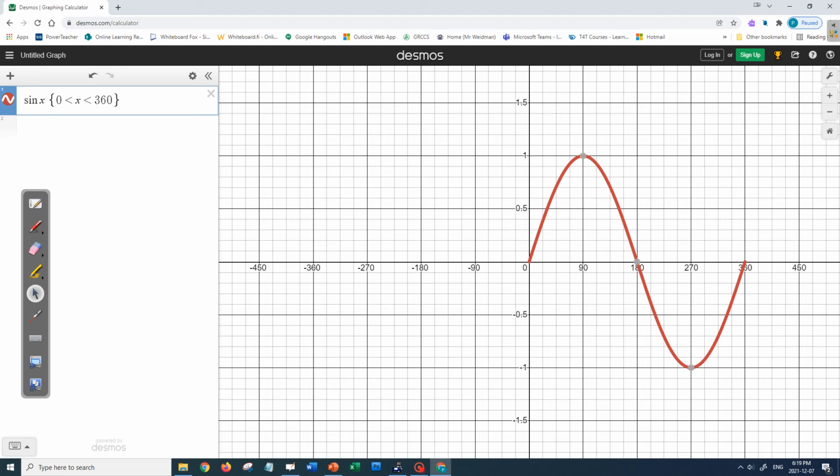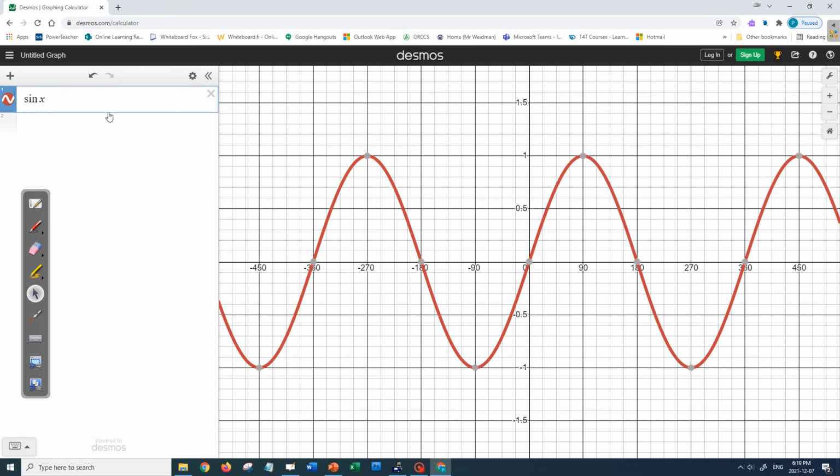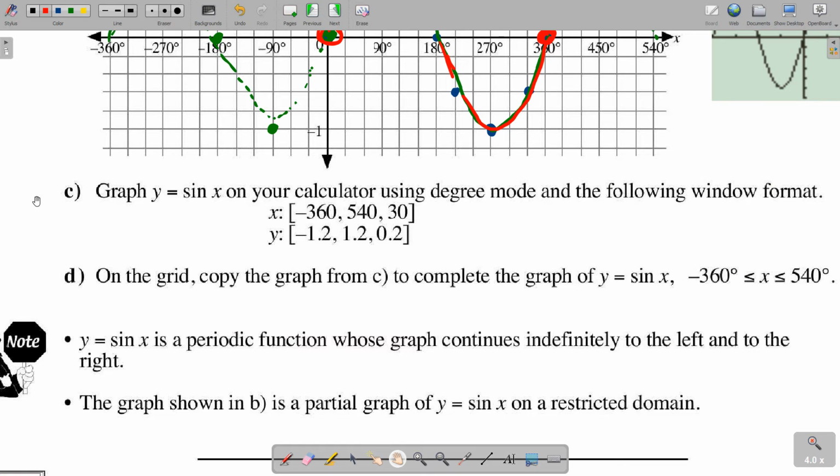There is a full sine wave. Of course, the unlimited, unrestricted domain goes on forever. The same thing goes on. Okay, that's that point there. Back to the boring old workbook. Hope the graphics card can handle that.